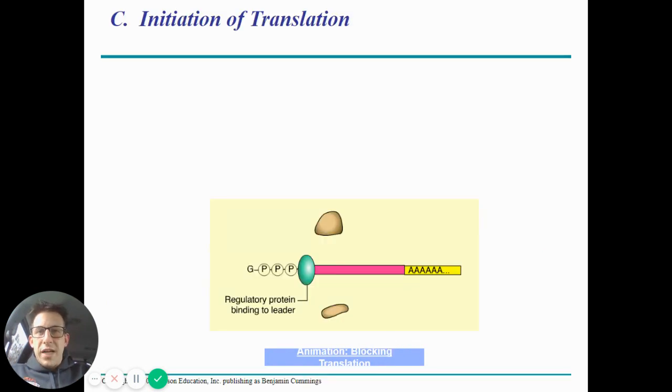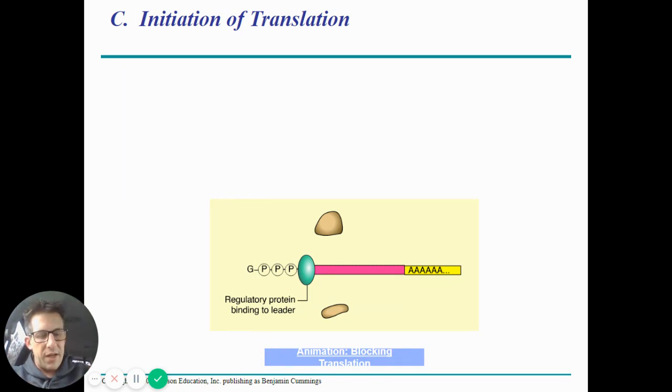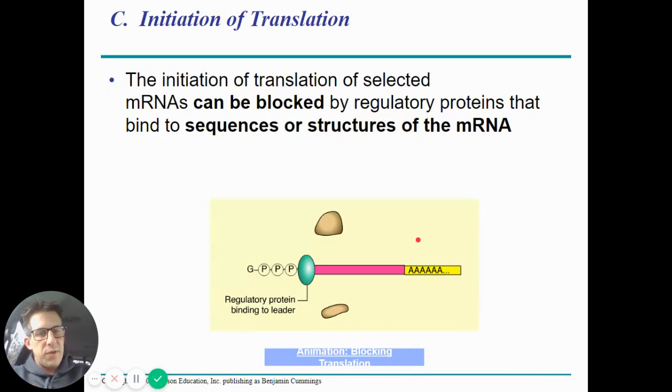We can also block the initiation of translation. Okay, the initiation of translation can be blocked by regulatory proteins. I did have a nice animation for this, but it's not overly complicated. It's very similar to how the microRNAs block translation here. Okay, and just in this case, it's done with a regulatory protein instead of a little chunk of RNA. So basically the same thing.